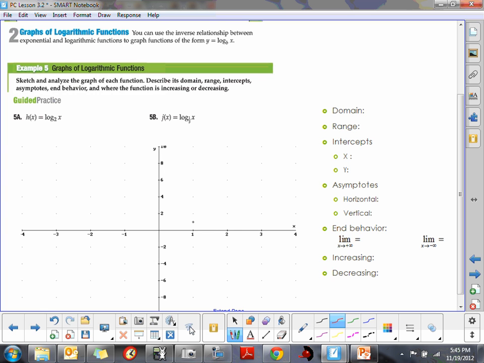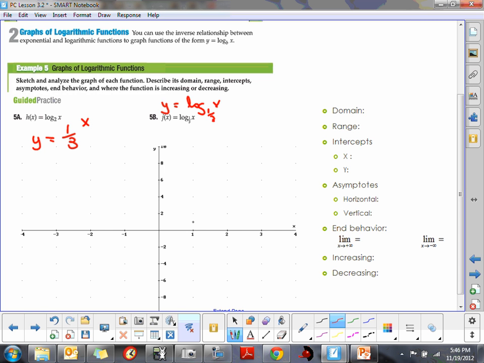We have the logarithmic function of log base 1/3 of x. So what I want to do is first translate that into an exponential function. To me, I would like to graph this as y equals 1/3 raised to the x. I'm just changing it from a logarithm to an exponential. So if you think of this, y equals log base 1/3 of x.